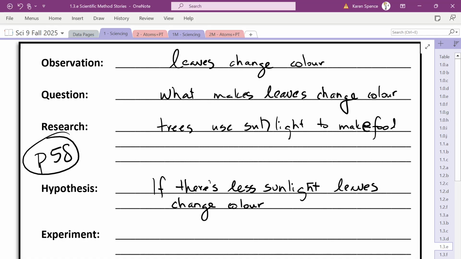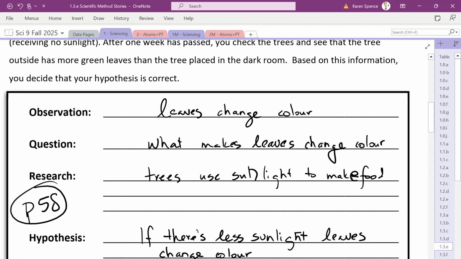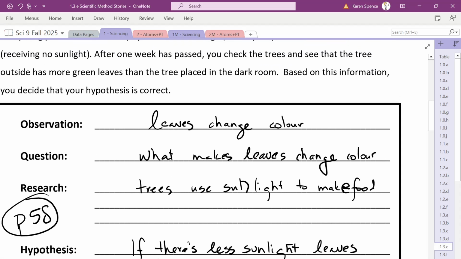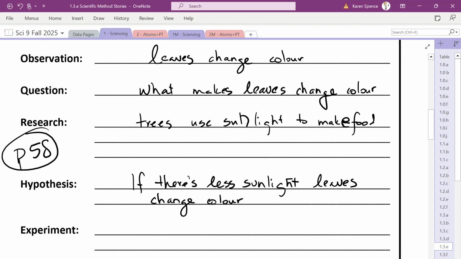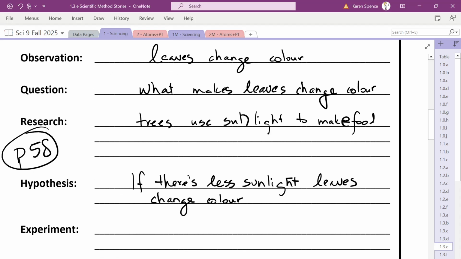Just keep them in separate piles, okay? So for the recording, our observation was that the leaves change color. This is on page 58. The question was, what makes the leaves change color? The research was trees use sunlight to make food, and the hypothesis was, if there's less sunlight, leaves change color.